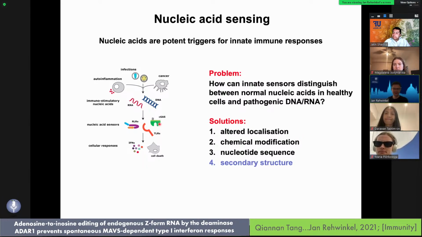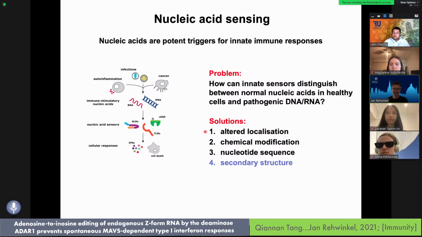Now cGAS is active in the cytoplasm of cells. The cytoplasm of cells usually does not contain DNA. DNA is contained in the nucleus, and a bit is also contained in mitochondria, but the cytoplasm itself is usually, in a normal cell, free of DNA. But if there's a problem, such as a DNA virus infecting the cell and delivering a DNA genome into that infected cell, then cGAS recognizes the DNA in the cytoplasm and activates an interferon response and other innate immune responses. So one cellular solution is detecting nucleic acids if they appear in the wrong place in the cell.